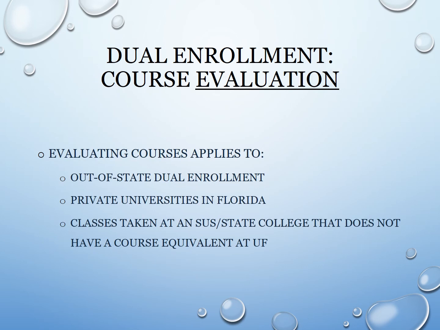So moving away from course equivalency, which is a very specific set of rules that we can evaluate a course for, now we're moving into dual enrollment course evaluation. That applies specifically to classes taken at the SUS or state college that do not have a course equivalent automatically at UF. So we don't have that prefix and last three number match-up here because the course doesn't exist here. It also applies to private universities in Florida and then out-of-state dual enrollment. Those three areas are what we're talking about when we talk about course evaluation steps.